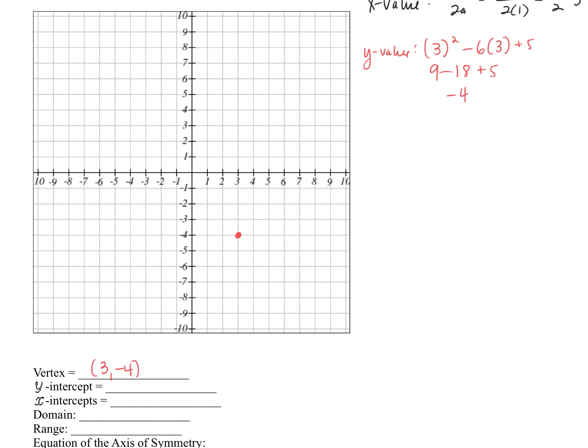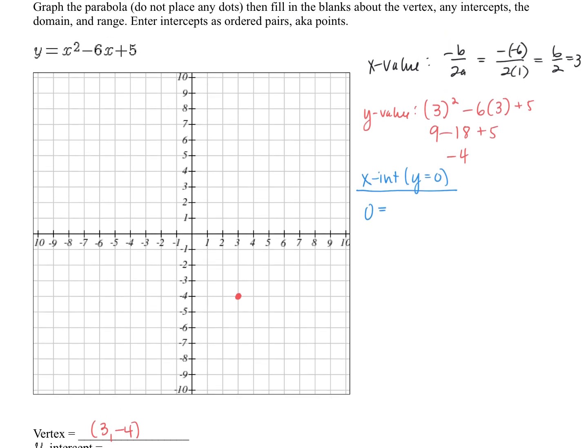Next, we want to find the intercepts. So we can find the x-intercept by letting y be 0. So that's going to be 0 equals x squared minus 6x plus 5. So I'm going to try to factor this. This will be (x minus 5)(x minus 1). So negative 5 times negative 1 is positive 5, and negative 5 plus negative 1 is negative 6. So that will work. And so then I'll have x minus 5 equals 0, which means x is 5, and x minus 1 equals 0, which means x is 1.